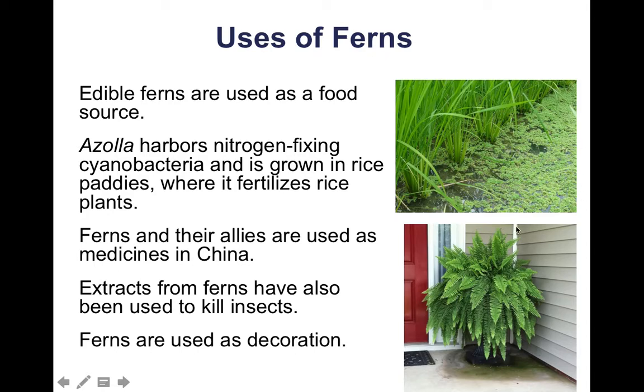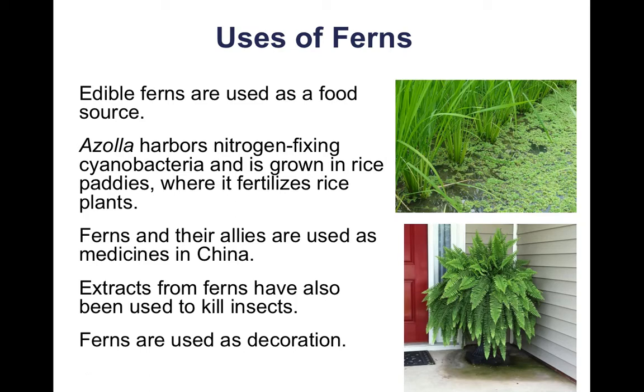This is a water fern called azolla. Azolla has a symbiotic relationship with a cyanobacteria. So the cyanobacteria is able to fix nitrogen. And so this fern is grown in rice paddies where it produces nitrogen to fertilize the rice plants. So it's a really cool example of a co-agricultural system. So this is good because it means that they don't have to add chemical fertilizer to the rice paddies when you grow this fern with the rice.